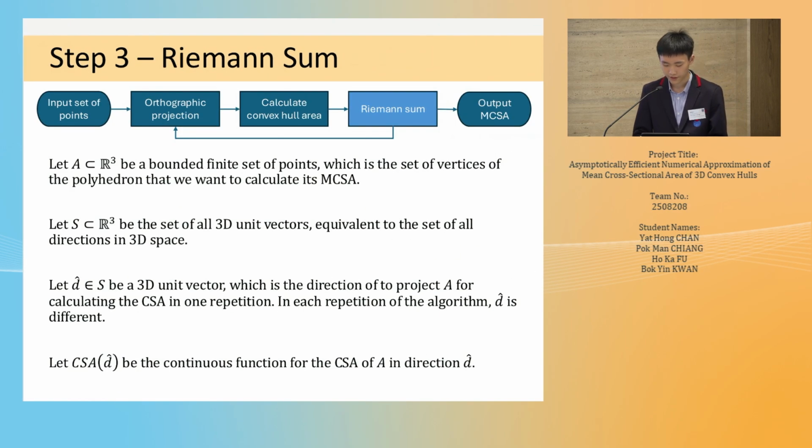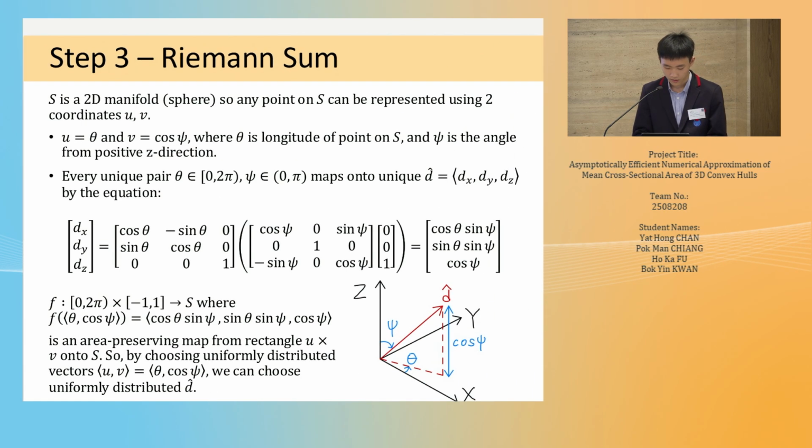We start with step 3, which is to use a Riemann sum to decide which directions to calculate the CSA in, and also to calculate the mean. We use A for the input polyhedron, S for the unit sphere, and D as the direction in which we calculate the CSA. We first define an area preserving map from rectangle U times V onto the unit sphere, so that we can choose equally distributed points on the unit sphere using U and V.